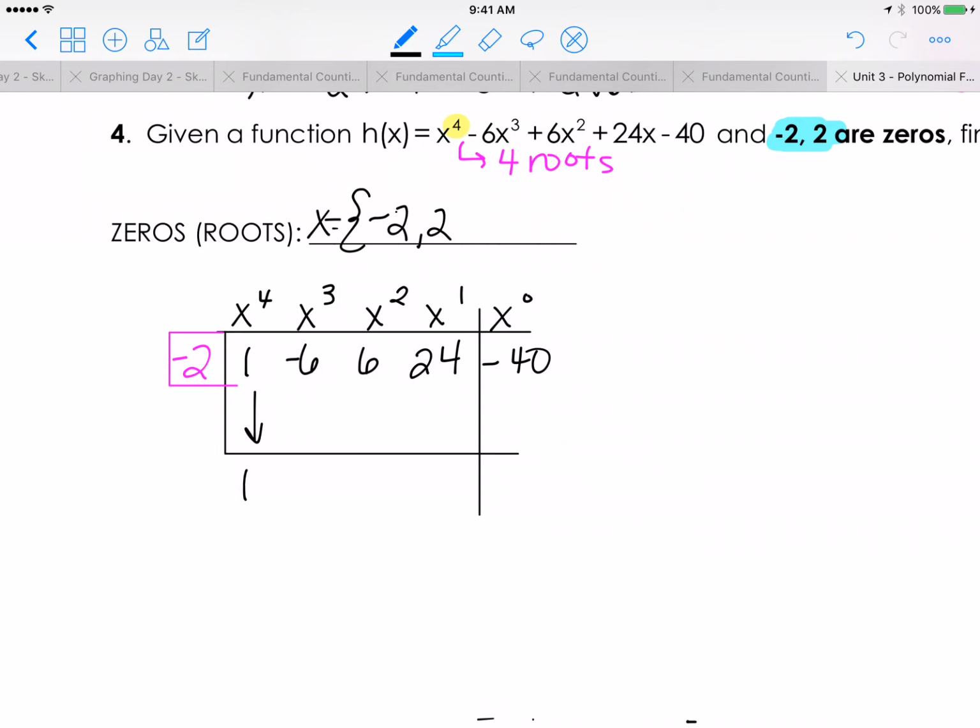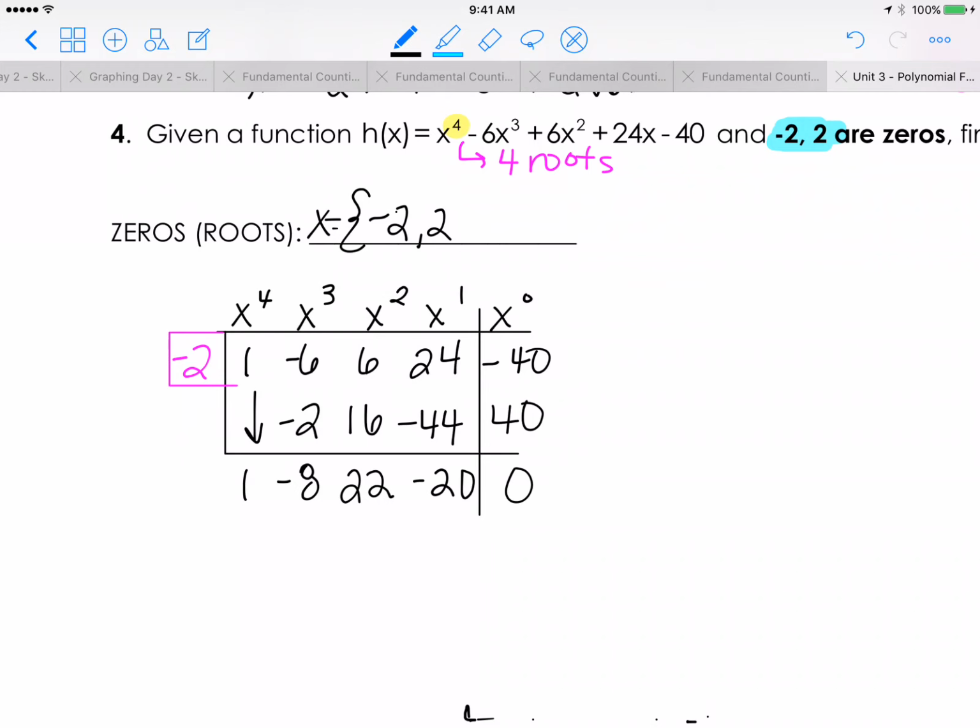So drop down the 1. 1 times negative 2, negative 2. Negative 6 minus 2 is a negative 8. Negative 8 times negative 2 is 16. 16 plus 6 is 22. Times negative 2 is negative 44. So 24 minus 44 is negative 20. Negative 20 times negative 2 is a positive 40. So a negative 40 plus a positive 40 gives me a 0.